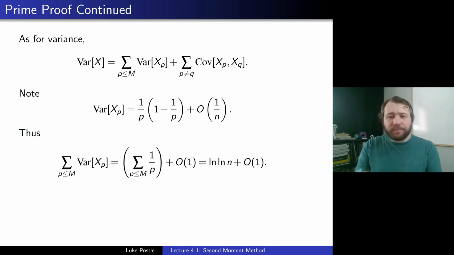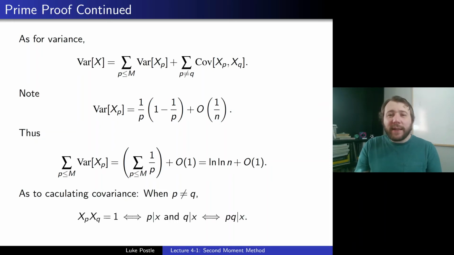Okay, so we have these terms for the variance. The sum of the individual variances is roughly also the expectation there. What about the covariances? How do we calculate them? Well, we need to look at when p is not equal to q. What does that mean? Well, X_p X_q, this product, is what we're interested in. And remember, those are 0-1 random variables, so we're interested in when that product is 1.